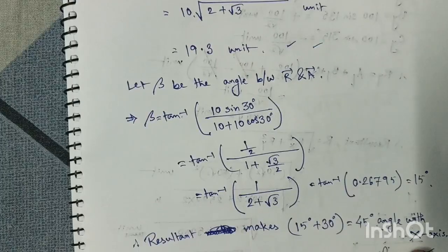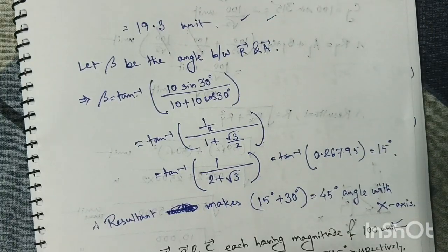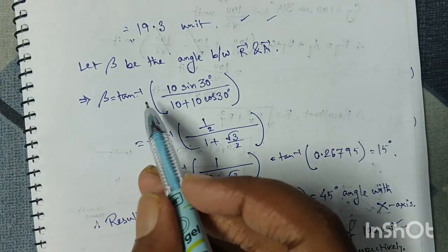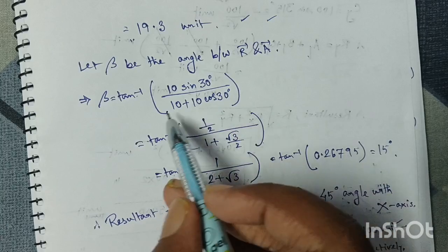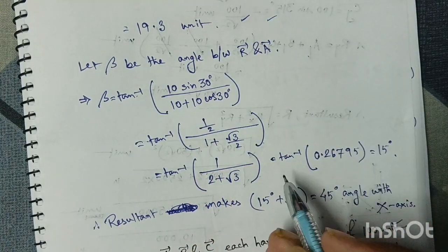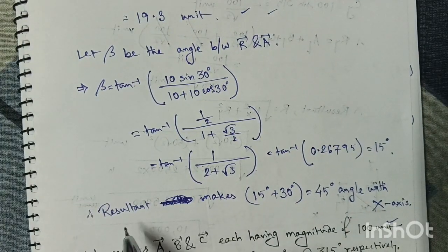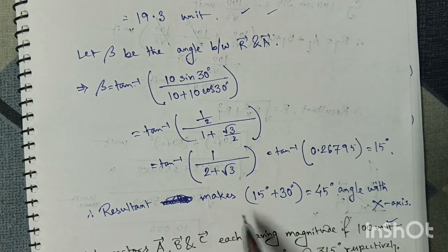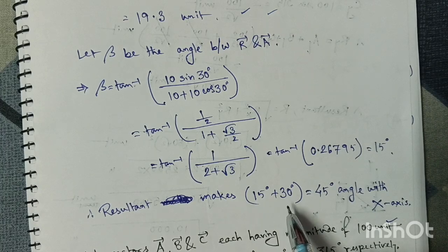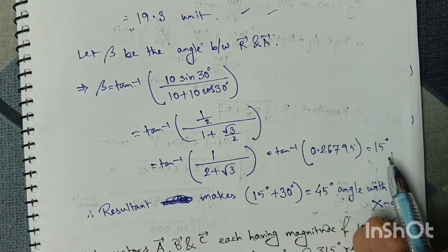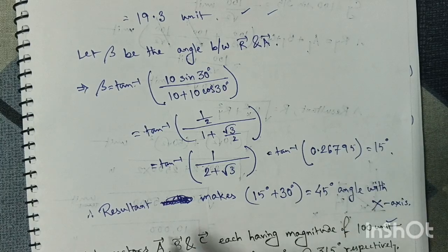Now for the direction, again just like the previous one, let beta be the angle between R and A. Therefore beta is equal to tan inverse of 10 sin 30 degrees divided by 10 plus 10 cos 30 degrees. Calculating, we get beta is equal to 15 degrees. Since the vector A makes an angle of 30 degrees with the x-axis, we have to add 30 degrees more to 15 degrees. So it becomes a 45 degree angle with the x-axis.